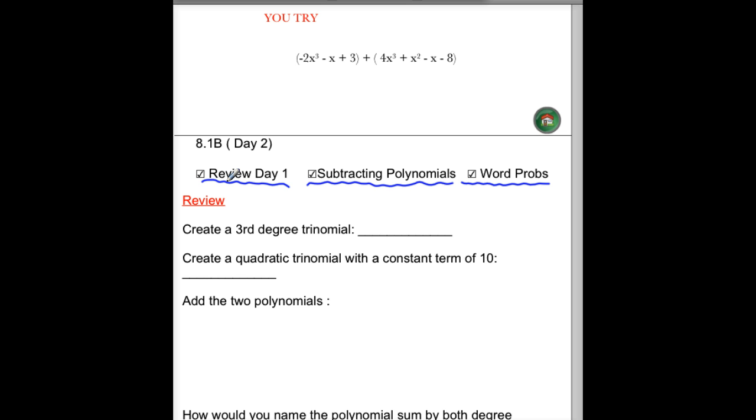degree trinomial. So we're testing you on your vocabulary right here in these two questions. And again, I'd suggest you pause the video for the reviews and answer the question and then play the video again. So create a third degree. Remember, that gets a special name. If you forgot, you can page back in your notes. We call those third degrees cubic. So I could have said a cubic trinomial.